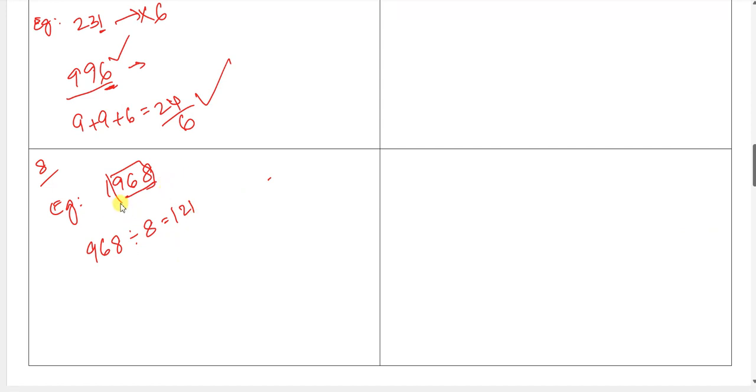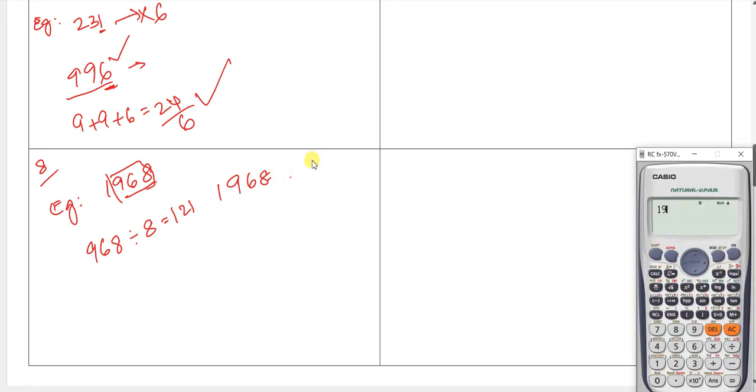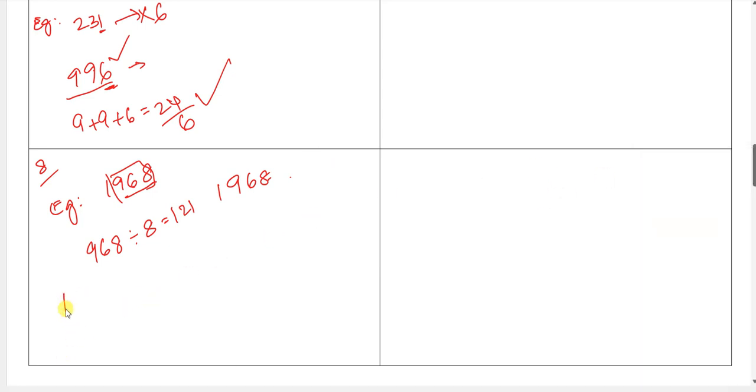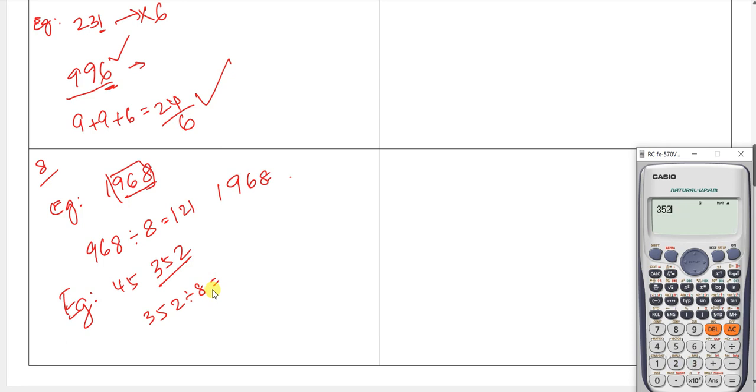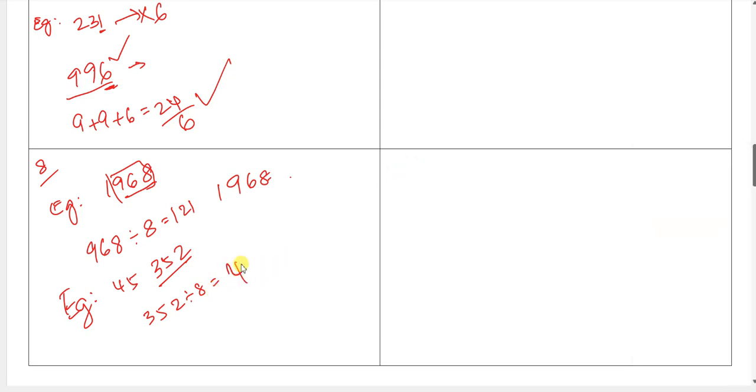So this means 1968 is divisible by 8. We can check as well, 1968 divided by 8. Yes, we have an answer. Another example, 45352. So last 3 digits. Let's see, can we divide 352 by 8 or not? So 352 divided by 8. Yes, the answer is 44. So hence we can say 45,352 is divisible or can be divided by 8.